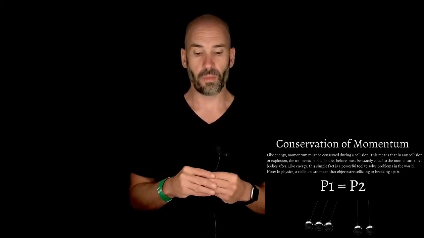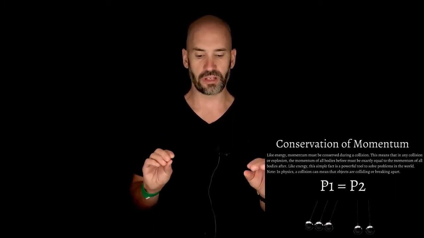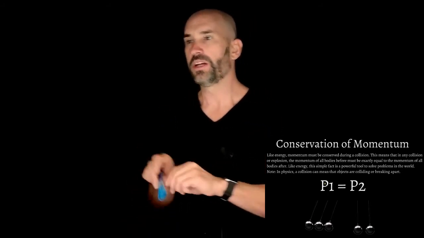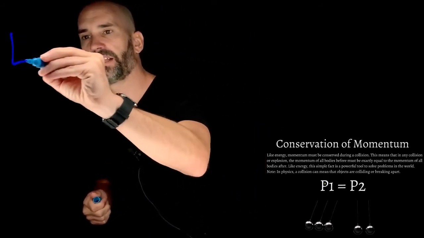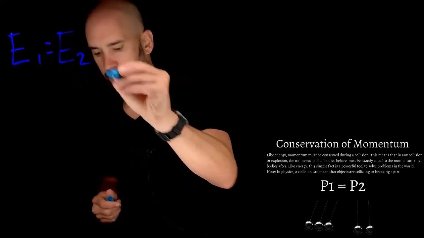Like energy, momentum must be conserved during a collision. This means that in any collision or explosion, the momentum of all bodies before must be exactly equal to the momentum of all bodies after, right? So just like we had that for conservation of energy, E1 must equal E2, okay?